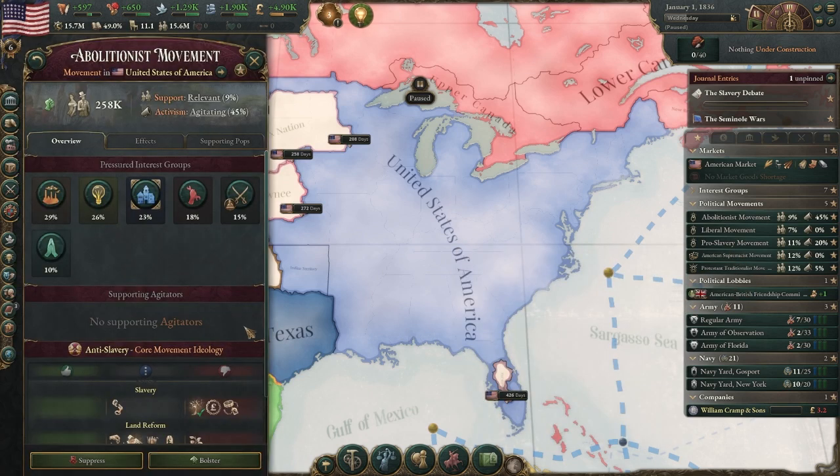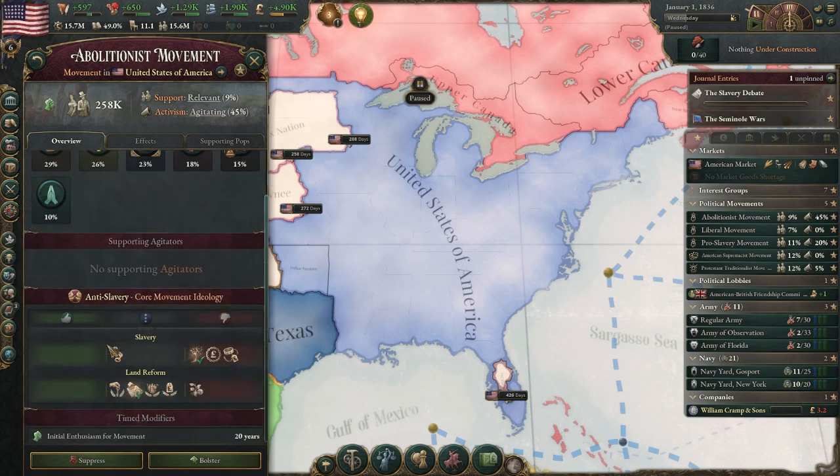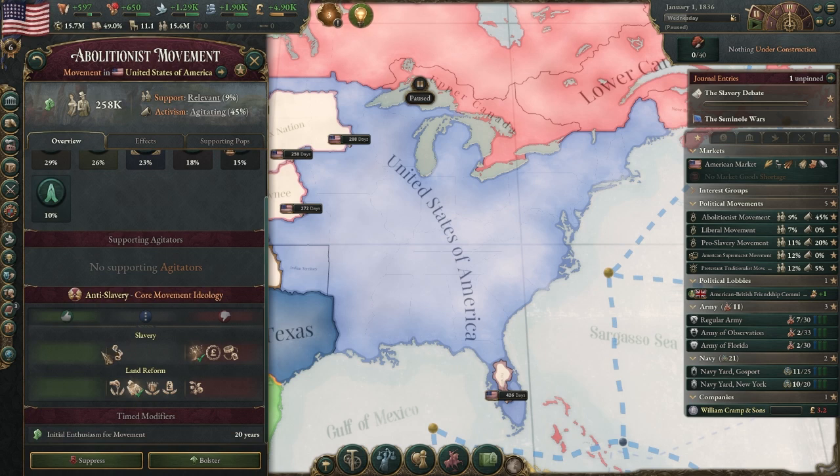You'll see a movement has a core ideology. This is the same thing your interest groups and people will have. So just as an IG or a general can have the anti-slavery ideology, so does the movement. When you scroll to the bottom, you'll see the laws that the movement are interested in and what their stances are. There are three types of opinions they'll have: endorse, oppose, and indifferent.